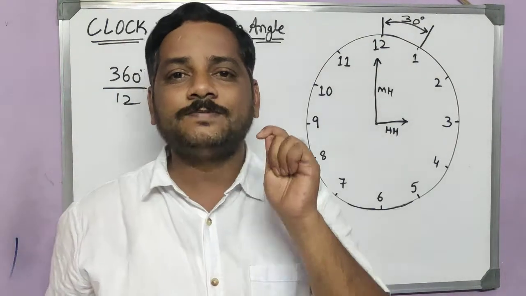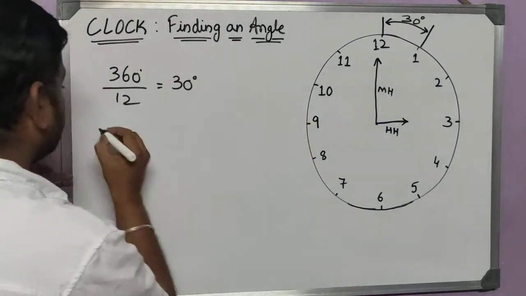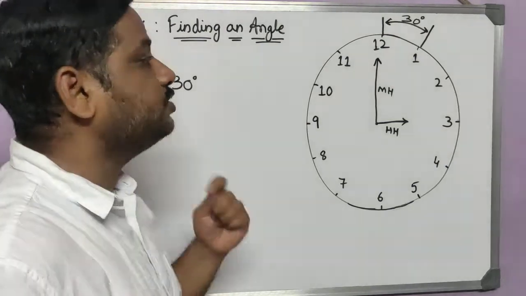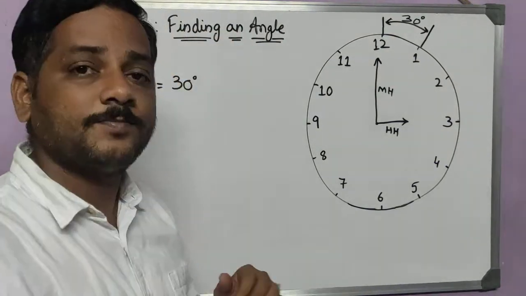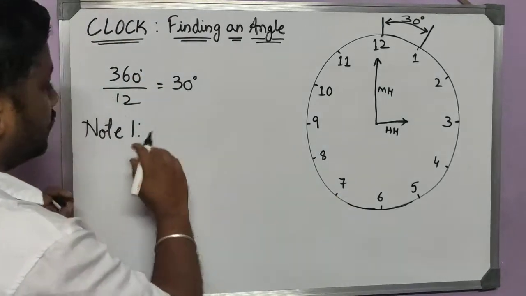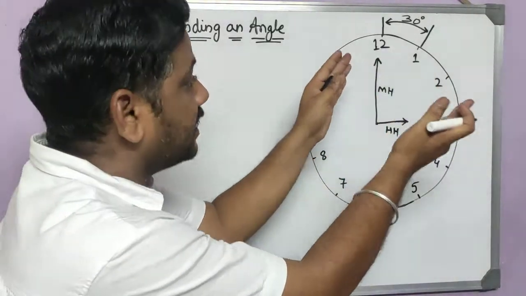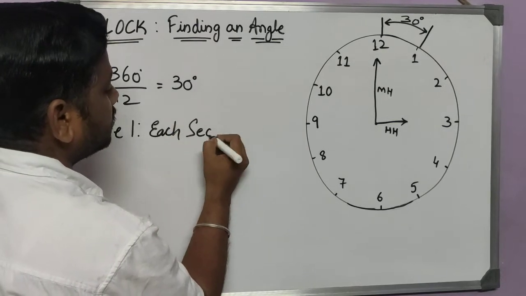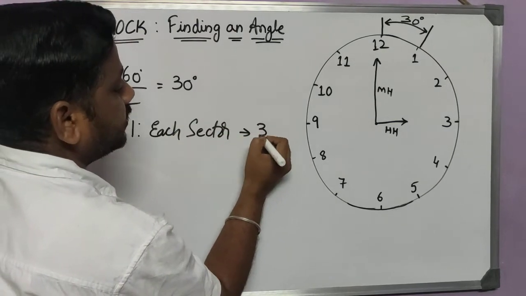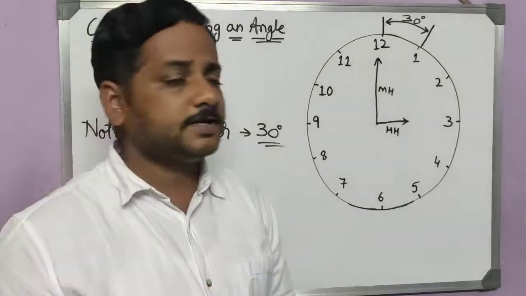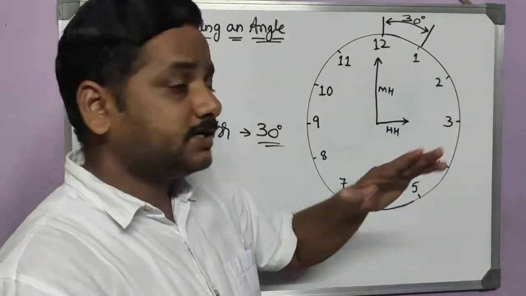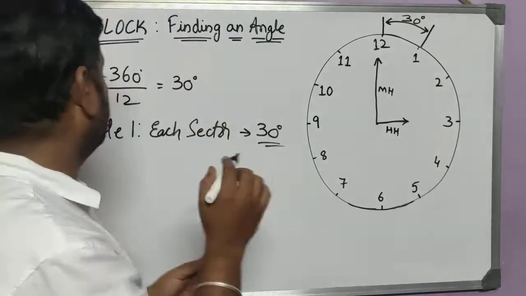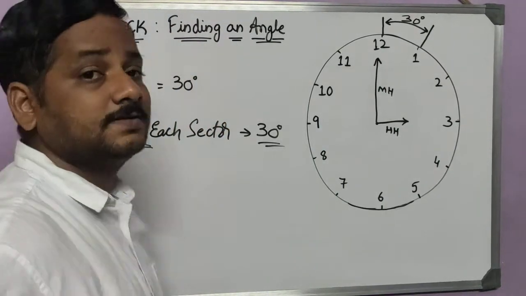This is an important point. Note this as note 1. This is the most important point to be considered while solving the problems. Each sector, or what we can say the gap between the times, will have an angle of 30 degrees. So 12 to 1 it is 30, 1 to 2 it is 30, 2 to 3 it is 30. That's the point. So this is note 1, the most important note.